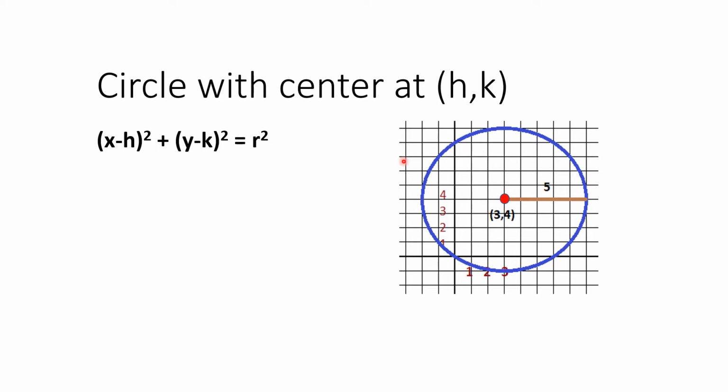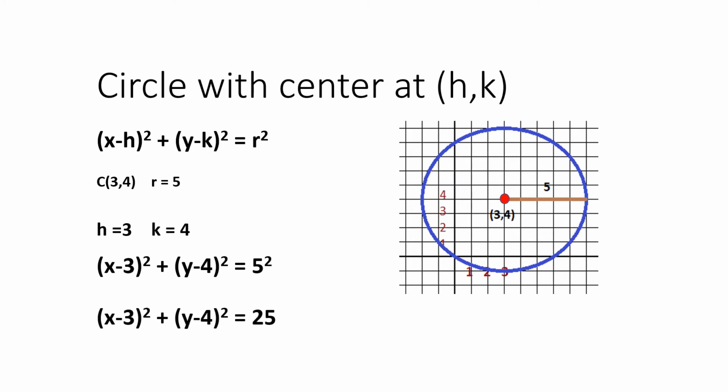Given our circle with center at (3, 4) and the radius is 5, let us now get the standard equation of our circle. Since the format of our equation is (x − h)² + (y − k)² = r², we simply plug in the values of h, k, and r. Since our center is at (3, 4) and the radius is 5, our h will be 3 and our k will be 4. By substitution, we have (x − 3)² + (y − 4)² = 5². Simplifying, we have (x − 3)² + (y − 4)² = 25.